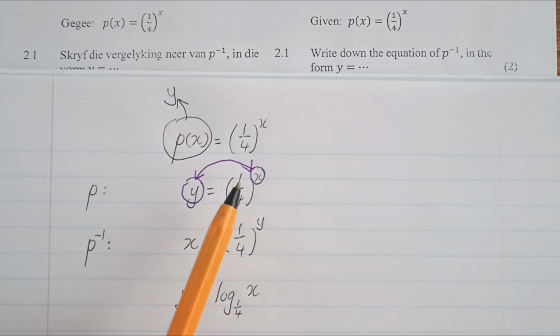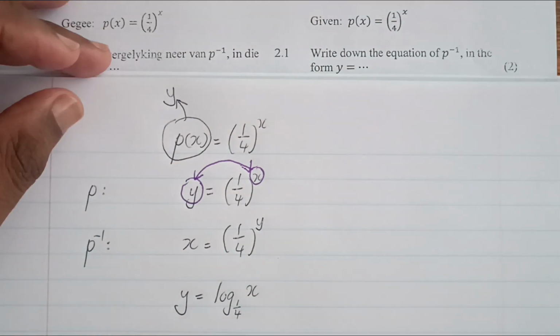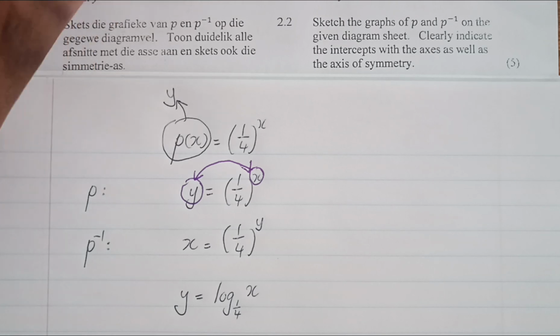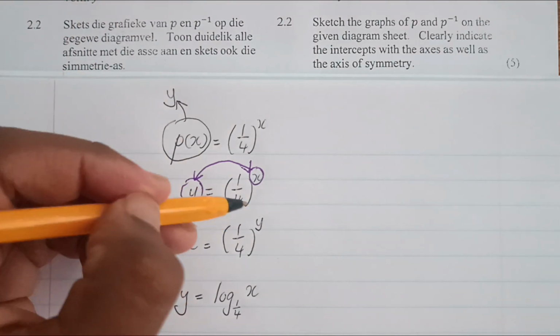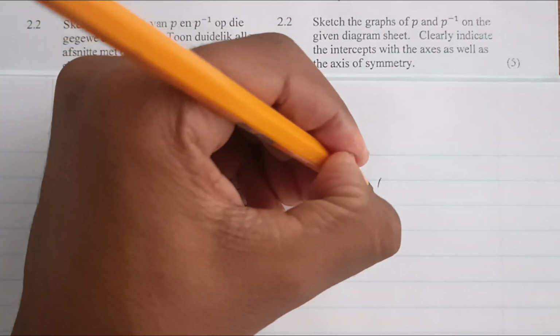Main thing is what we did: from p to the inverse of p, swap x and y, and then make y the subject. So now we have this logarithmic function. That was all that you had to do at 2.1. At 2.2, they ask us to sketch both of these. Sketch p, which is this one.